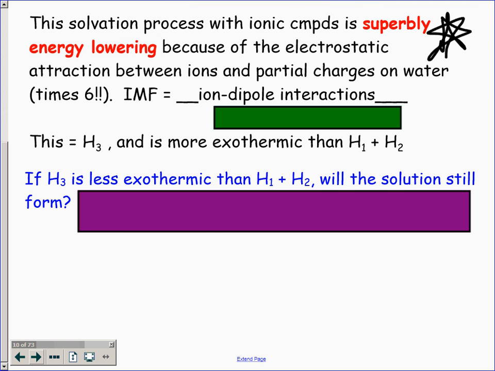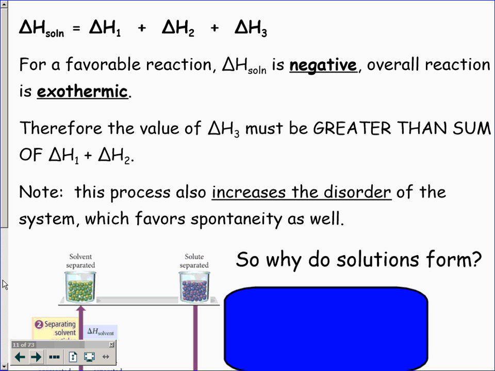And this last piece down here, we've already mentioned it once, but if delta H3 is less exothermic than H1 and H2, what will the overall solution delta H be? Positive. So will the solution process still occur? Possibly, right? What would we have to consider? Entropy, right. Does it increase entropy enough to allow for the positive delta H to still exist, but still yield us a negative delta G? Got me? Relationship between delta H, delta S, and delta G.